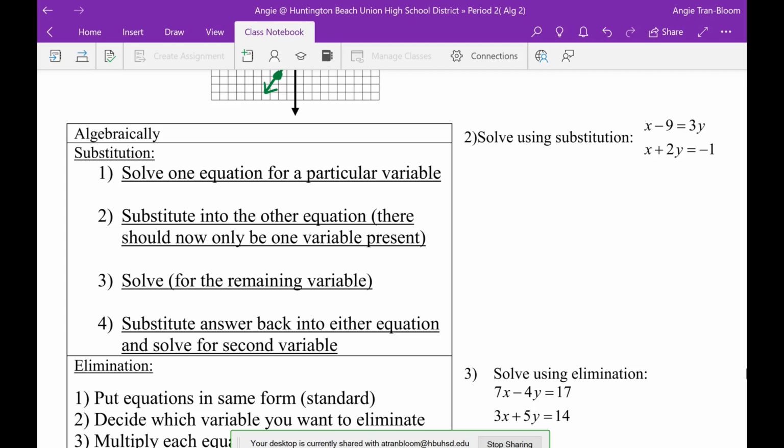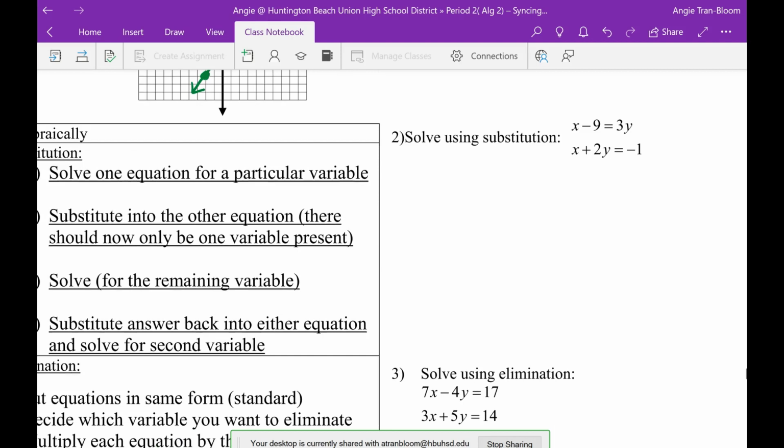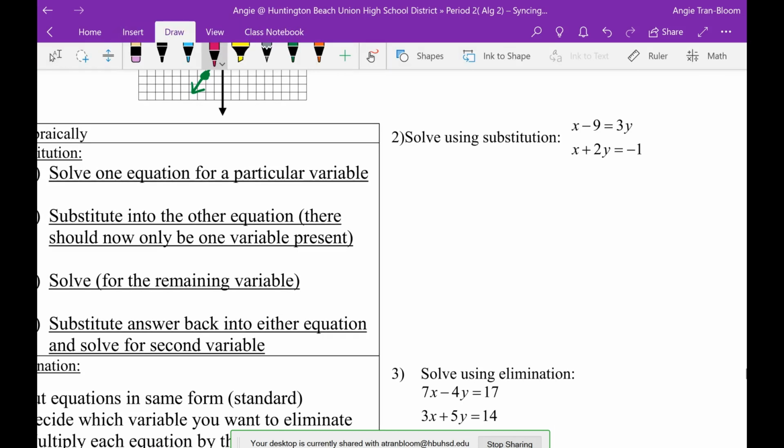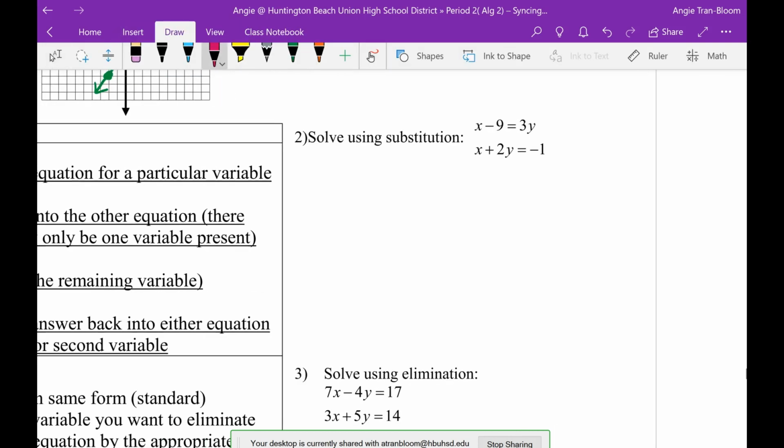Roger, number 1 says, solve one equation for a particular variable. Which equation do you want to use and what variable do you want to solve for? Solve the first one. And what variable would you like to solve for? X. Very good. So Roger said, I'm going to use the first one because it seems like the easiest one to solve for x. Do you guys agree with Roger? Okay. If you solve for x, what are you moving? 9. So x equals 3y plus 9. Did we solve for one variable?